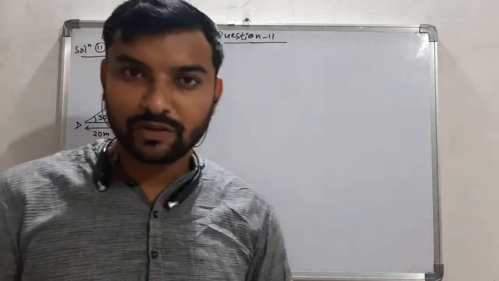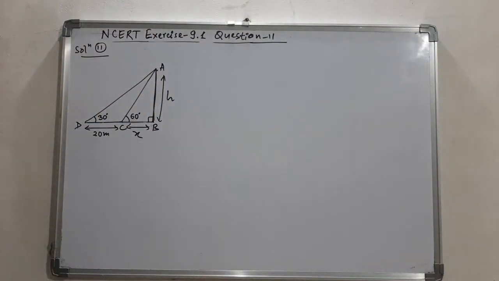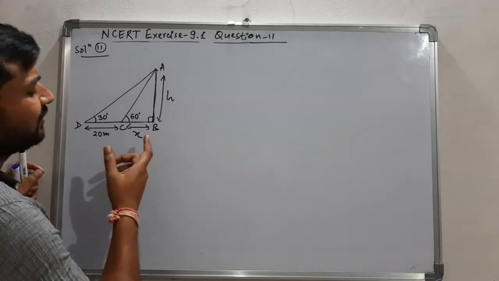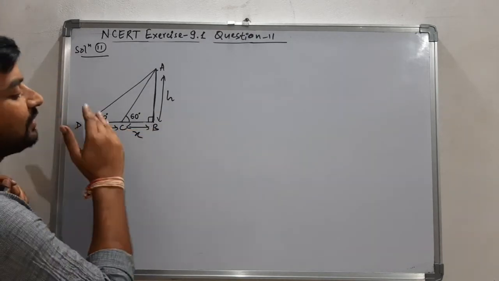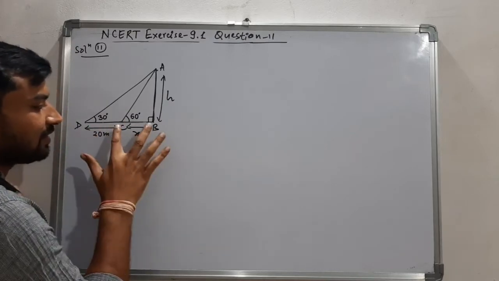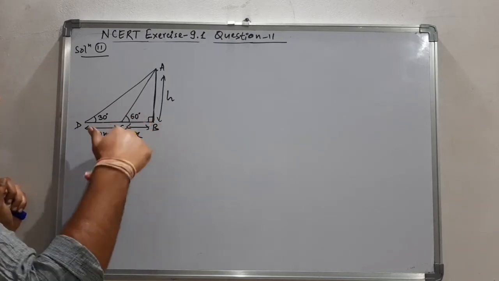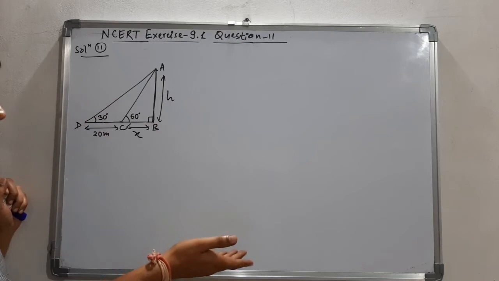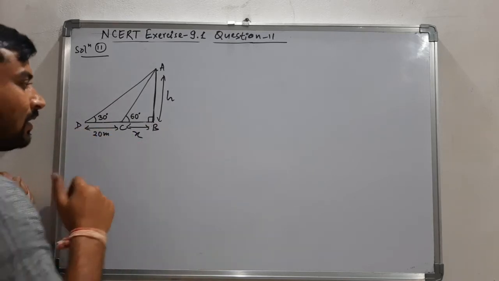So let us come to question number 11. Here the situation is like we have a tower which is on one bank of a canal, and we have taken one point on the ground towards the other side of the bank. Means the width of the canal is CB, and this point B is on one side of the canal and the other point C is on the opposite side.